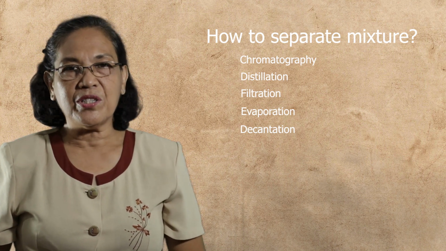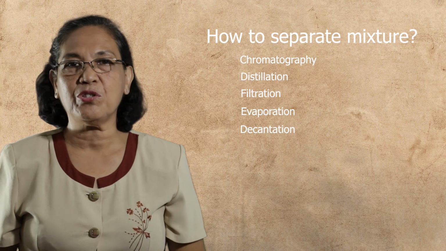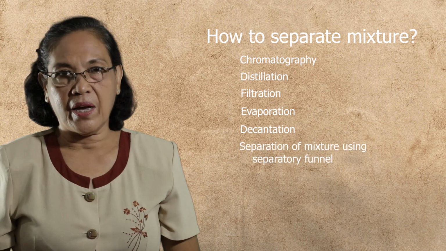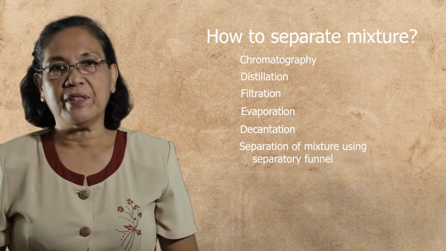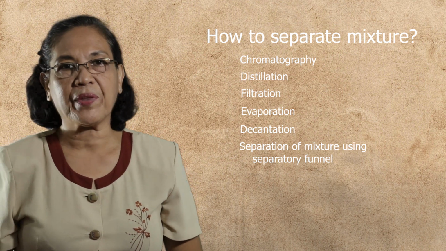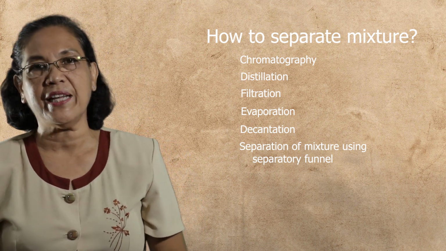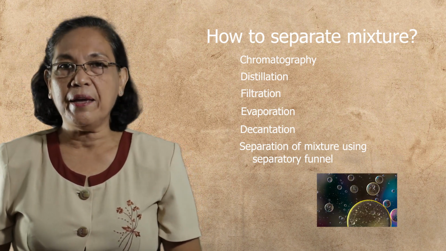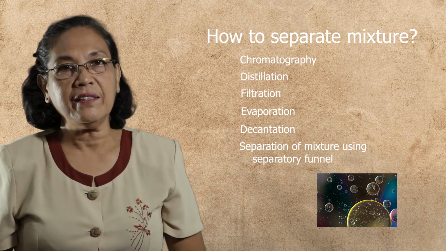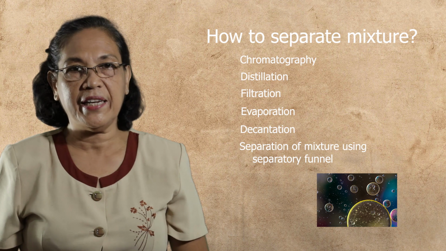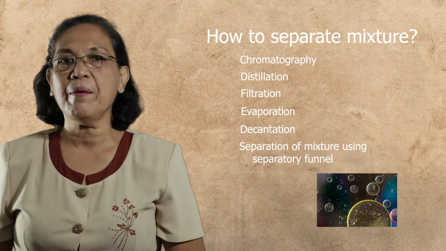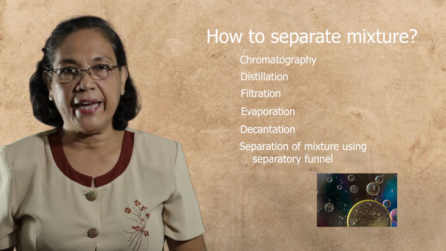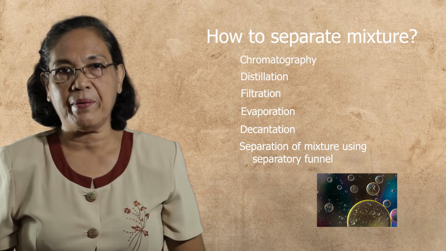Another method of separating a mixture, especially a heterogeneous mixture, is by the use of a separatory funnel. When you have a heterogeneous mixture, the components of this mixture may have different densities, so they are not mixed. This is what we call immiscible substances. The lighter component will float above the denser component. So using the separatory funnel, the denser component can be drawn out first and the lighter component will be separated last.